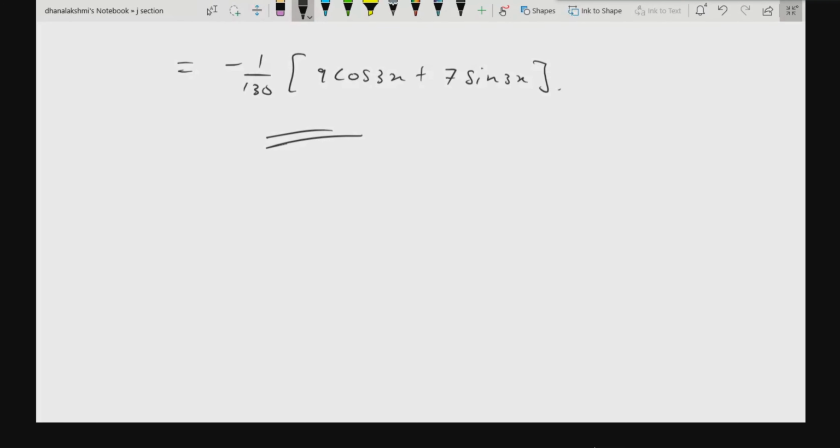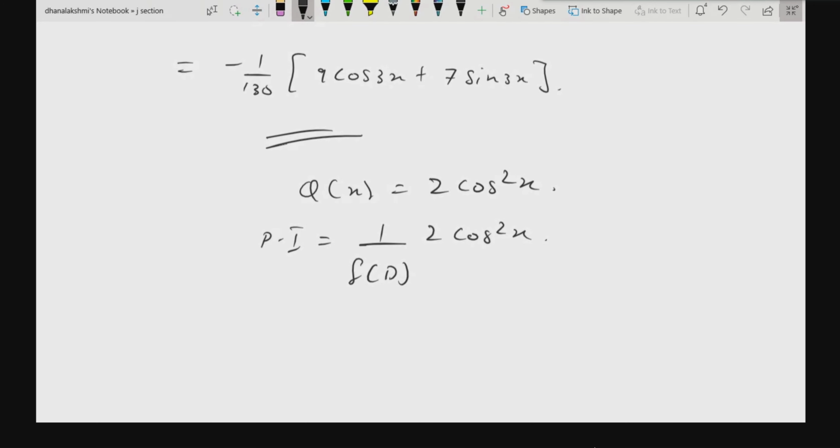Now it is not necessary that the right hand side will always be given in some standard form like cos bx or sin bx. They may give a combination of sin and cos terms. They may write it as cos² x. For cos² x you don't have a direct formula. Suppose your Q(x) on the right hand side is 2 cos² x, and its particular integral needs to be found. Particular integral means 1 by f(D) on 2 cos² x, but for cos² x you don't know any formula directly.